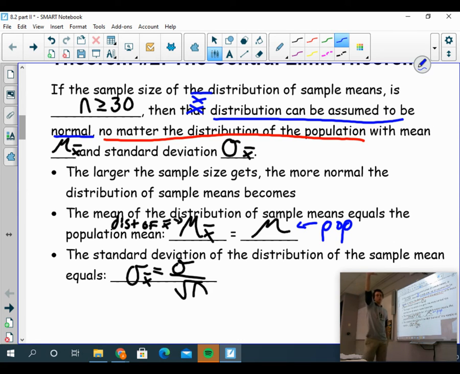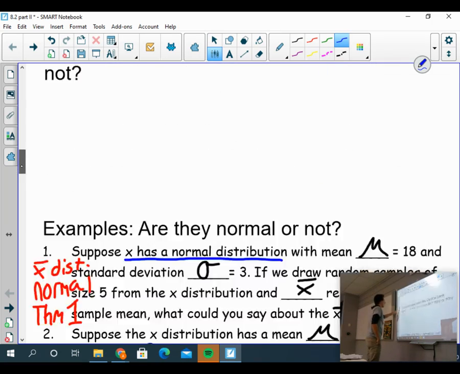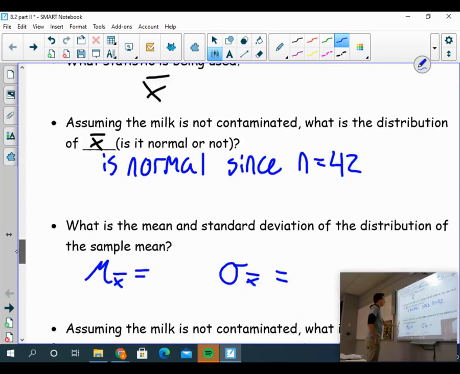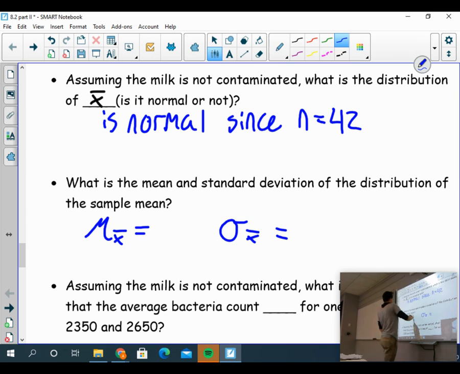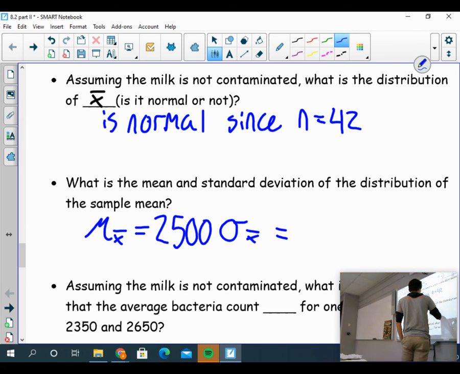Given that our sample size is greater than or equal to 30, our distribution of sample means is normal, which means the mean of our sample means matches our population mean. So mu of x bar will be 2,500. What's our standard deviation? Well, we know our standard deviation of the distribution of sample means is equal to the population standard deviation divided by the square root of the sample size.